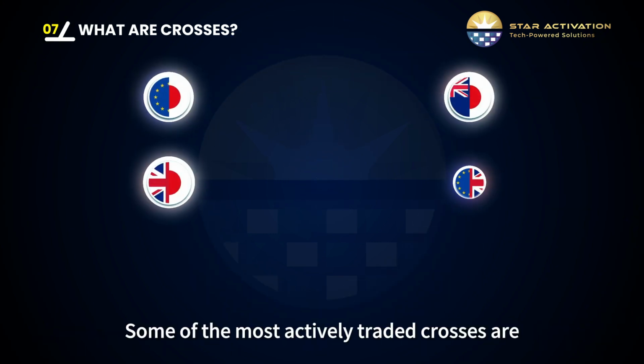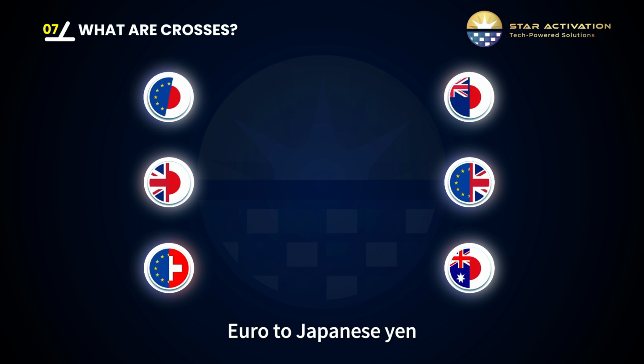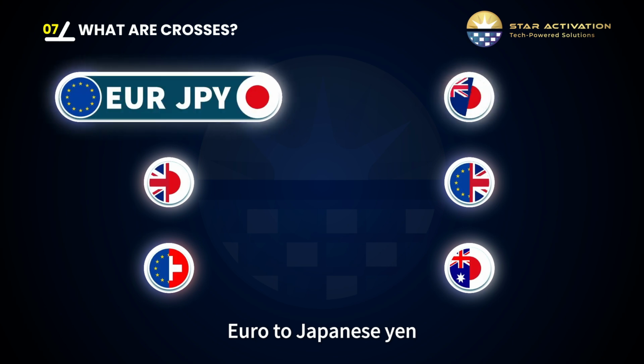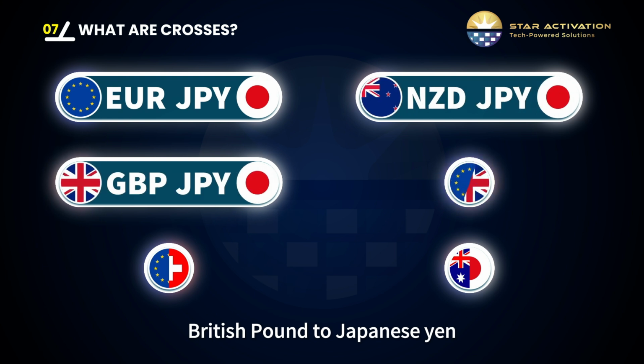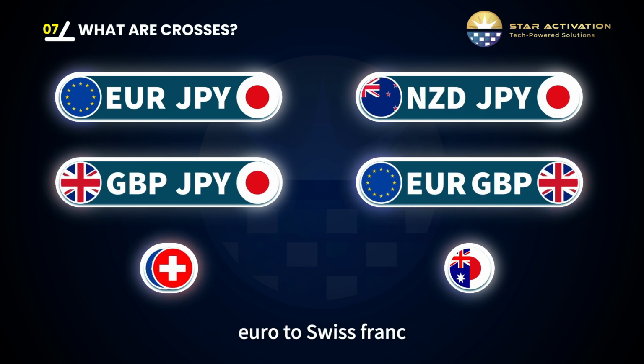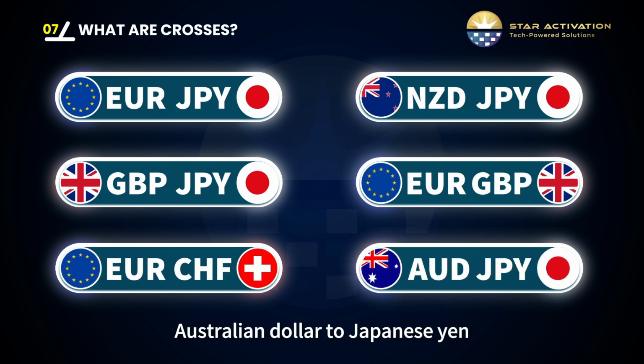Some of the most actively traded crosses are Euro to Japanese yen, New Zealand dollar to Japanese yen, British pound to Japanese yen, Euro to British pound, Euro to Swiss franc, Australian dollar to Japanese yen.